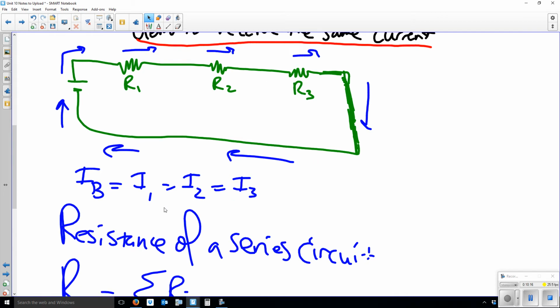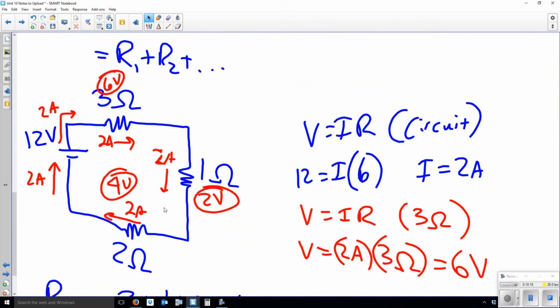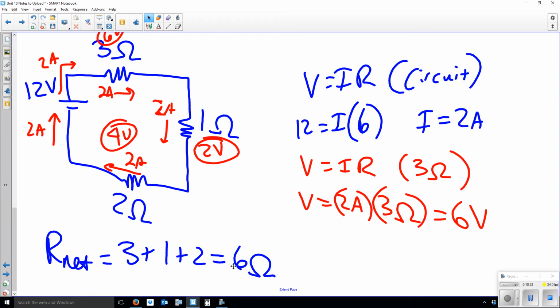And one of the things we can do with that total resistance is get the current that comes out of the battery. If we worry about the circuit as a whole, and we know that we've got a 12-volt battery, and here we've got 3 plus 1 plus 2, that gets me a total resistance of 6. If I plug that in, that gets me a current of 2 amps.